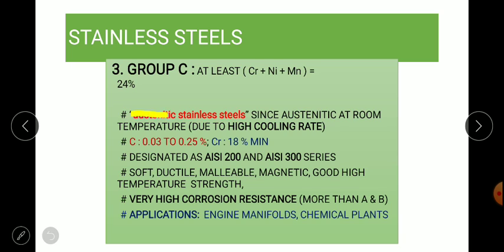Since due to high cooling rate, it is produced. It contains carbon of 0.03 to 0.5% and chromium of about 18% minimum, and it is designated as AISI 200 series or AISI 300 series. Properties same, very good temperature strength is there. Other properties are similar, but again very high corrosion resistance, more than A and B type as well. So applications: engine manifolds, chemical plants, utensils, etc.